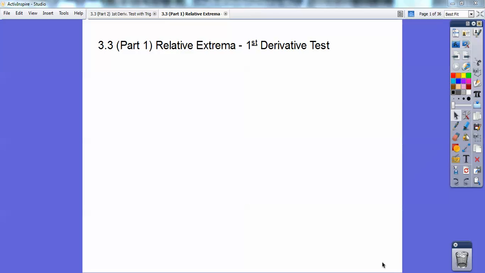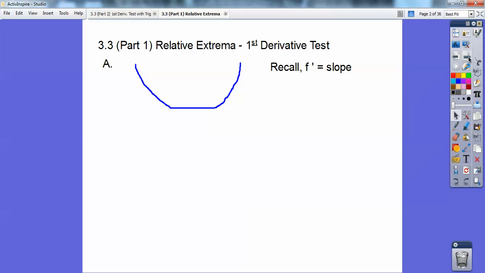Okay, guys, this calculus lesson is on relative extrema with the first derivative test. So let's go ahead and begin, you guys. So say we had this function over here. Remember, f prime, the derivative, equals slope, you guys.